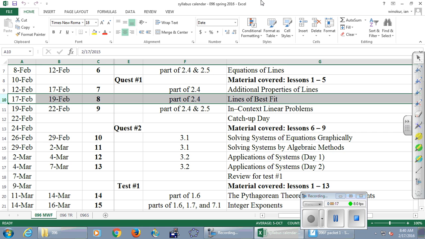Then next week, on Monday, we have a catch-up day. It's our only catch-up day of the whole semester, but it's just a day where we're not going to do anything new. We're just going to review and work on stuff that's difficult for us, just a chance to catch our breath.